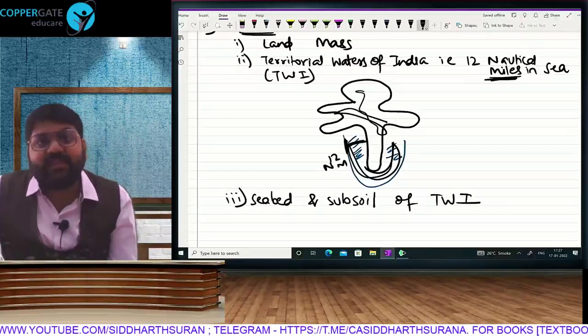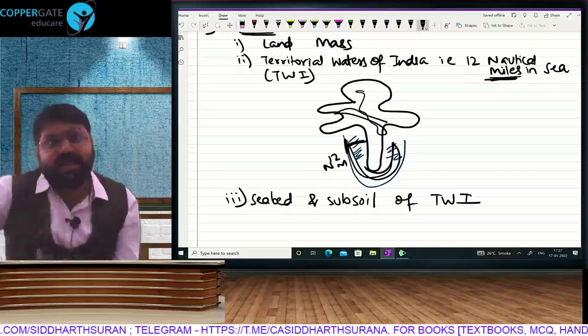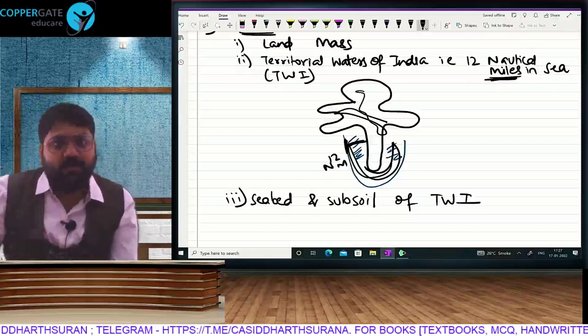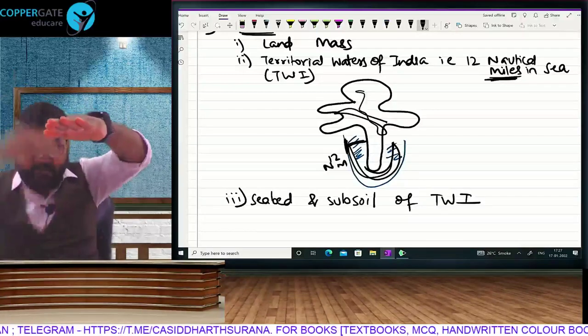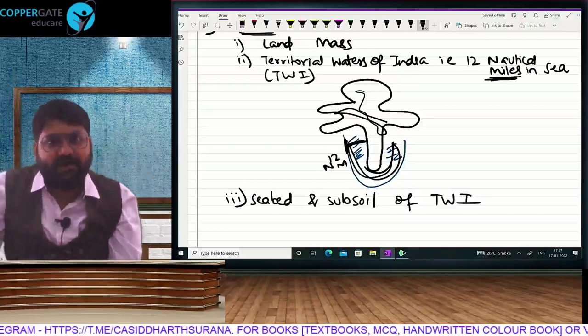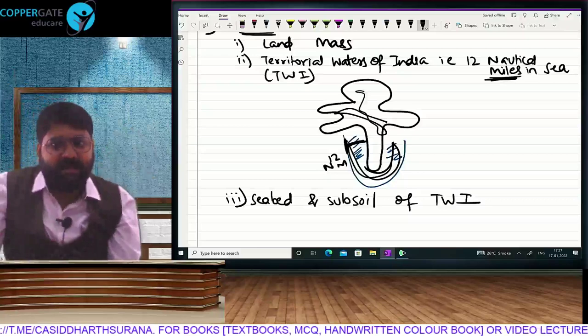But is it possible that you are not in a ship or a boat, you are in a submarine? Inside the water. Water has got depth, no? So, in the 12 nautical miles distance, you are inside the water body, not at the surface. There is a Bollywood movie, Ghazi Attack.